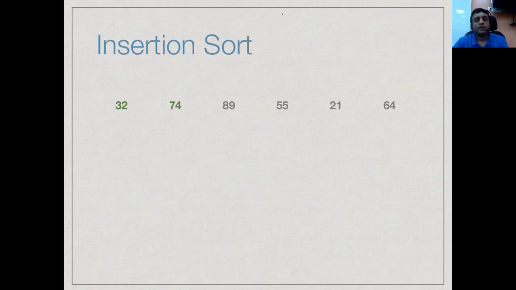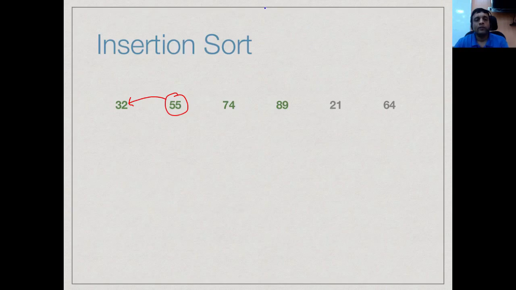Now I must try to insert 89 into this, okay? I will find that 89 is already bigger than 74, so nothing needs to be done. The first non-trivial step happens with 55. When I do 55, I compare it with 89. I find that 89 is bigger than 55, so I will exchange them. Now I compare 55 with the element on its left, 74, and again it is the wrong way, so I will exchange them. Finally, having found that 55 is now bigger than 32, I will stop. Okay? So this is the end of this phase.